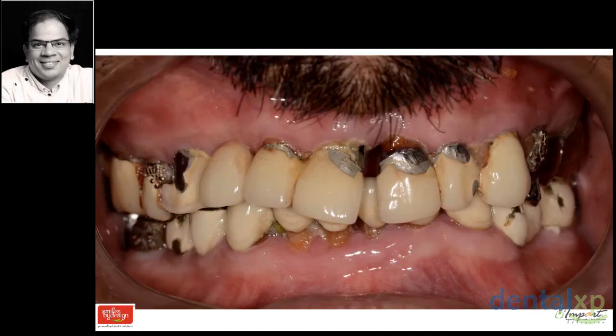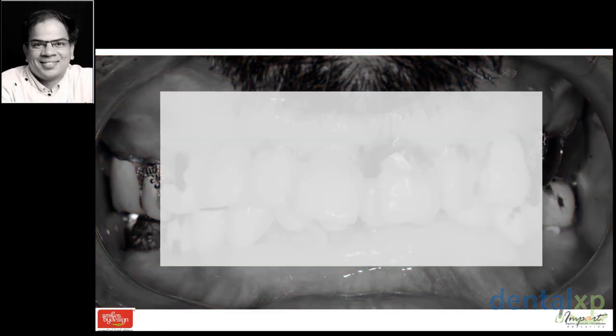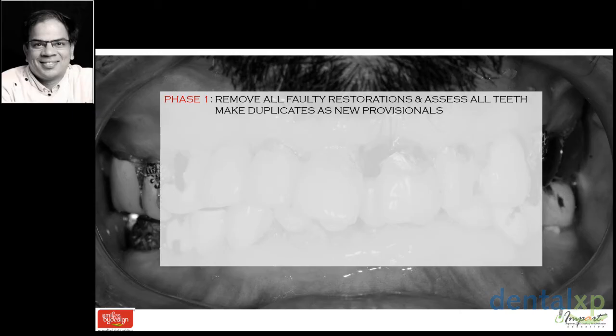Now, when you look at a complex case like this, remember that it's not an easy case. You can't just go ahead and deprogram a patient like this with so much faulty pathology in the mouth. So there has to be a phase-wise treatment protocol that you need to follow. And what I follow in my practice is to divide the treatment into 4 distinct phases.